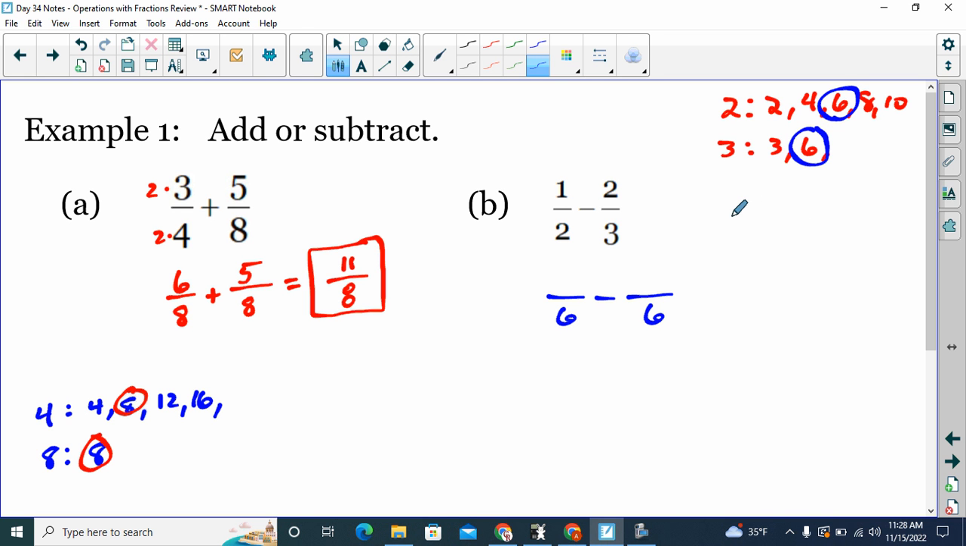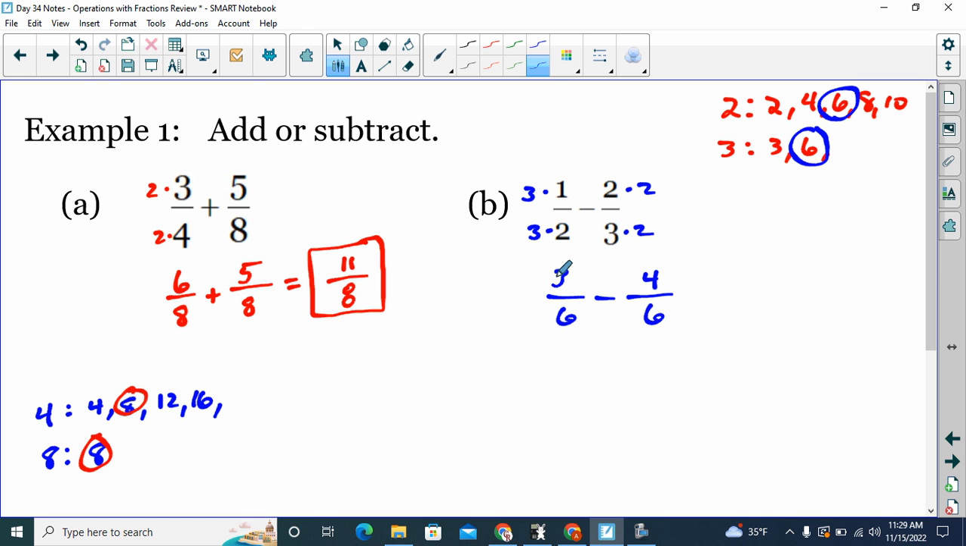Now we rewrite the equivalent fractions. 2 times what gives us 6? 2 times 3 is 6, so we multiply the top by 3 as well. 3 times 1 is 3. We want to think through 3 times what gives us 6. 3 times 2 gives us 6. So we multiply the top by 2 as well. 2 times 2 is 4.